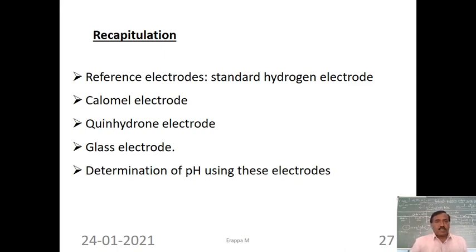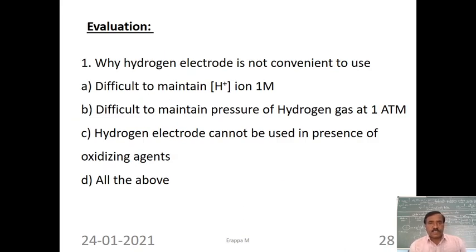So from this you have to summarize session number 13. You should know what is meant by reference electrodes, with examples. The secondary reference electrodes are the calomel electrode and the quinhydrone electrode. Then a very sensitive electrode is the glass electrode. Then by means of the hydrogen, calomel, quinhydrone and glass electrodes, how do you determine the pH of unknown solutions? So from this session, some final questions.